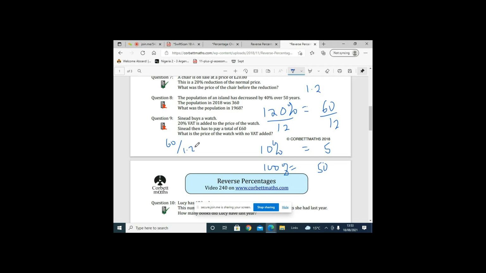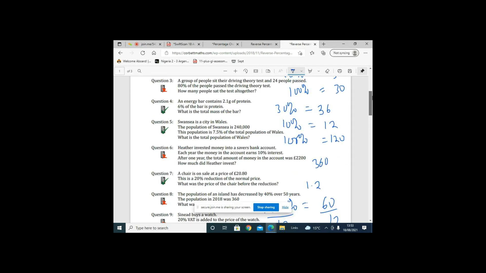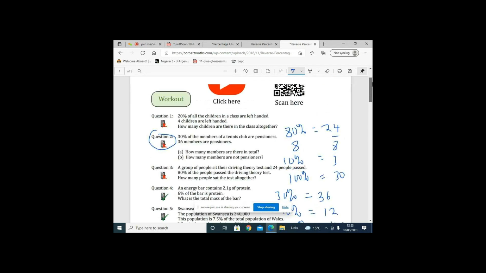So you can use any of these. The second method, where you divide, you can use when you have a calculator. The ones I told you before are for when it's non-calculator. So it depends on which one you prefer.